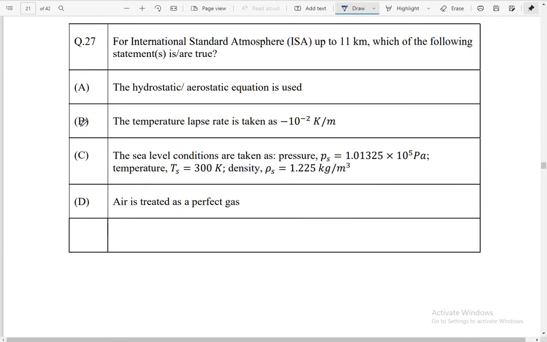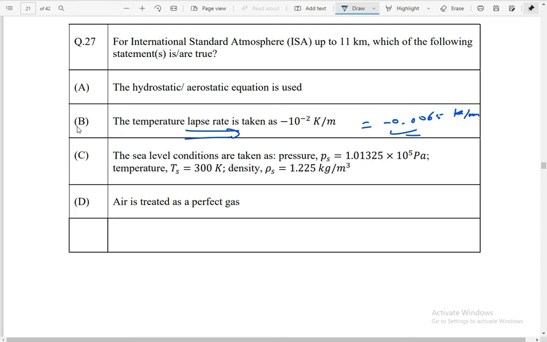Question number 27. For the international standard atmosphere up to 11 km, which of the following statements is true? So in these questions we have been given 4 options. Actually the lapse rate is wrong. The lapse rate formula is 0.0065 Kelvin per meter, okay. So this is the formula.